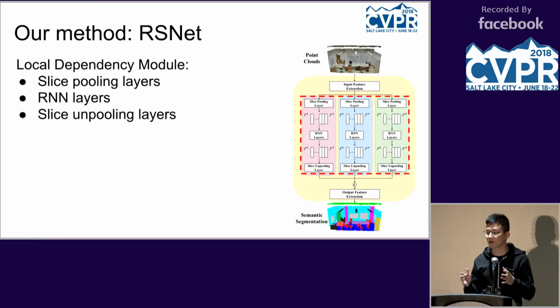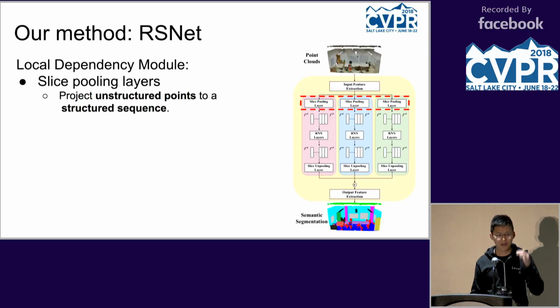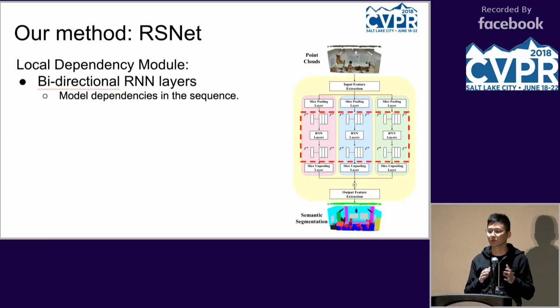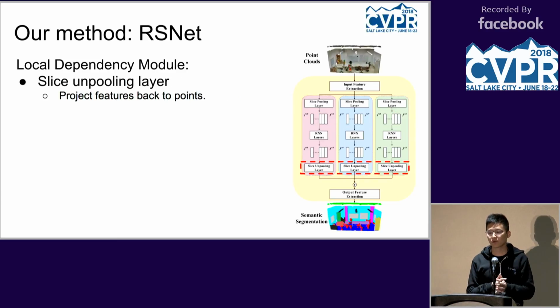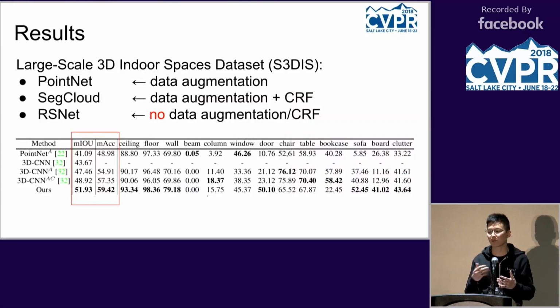So the key part of RSNet is this local dependency module, which consists of slice pooling, RNNs, and the slice unpooling layers. Slice pooling is designed to project unordered points to an ordered and structured sequence so that we can apply RNNs to model the dependencies in this sequence. And at the end, we use slice unpooling to project features from the RNNs back to each point in the input so that we can make final predictions for these points.